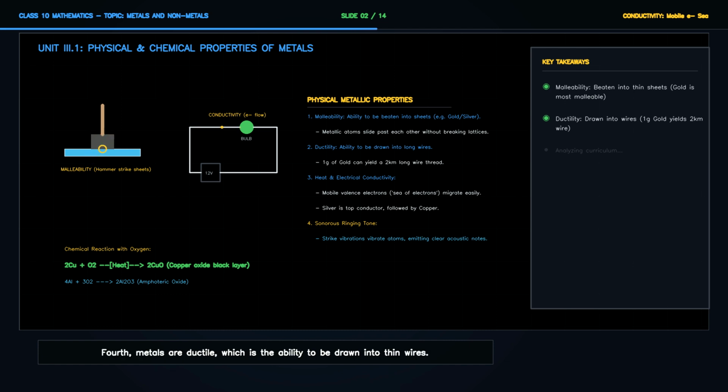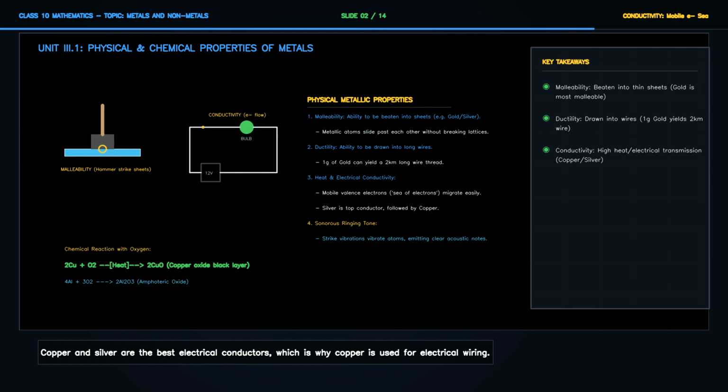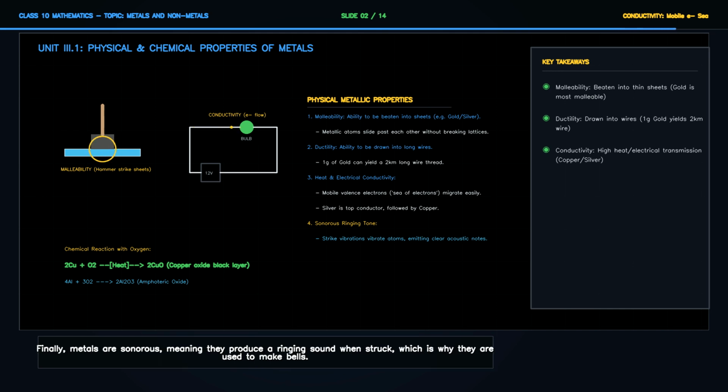Fourth, metals are ductile, which is the ability to be drawn into thin wires. A single gram of gold can be drawn into a wire about 2 kilometers long. Fifth, metals are excellent conductors of heat and electricity. Copper and silver are the best electrical conductors, which is why copper is used for electrical wiring. Finally, metals are sonorous, meaning they produce a ringing sound when struck, which is why they are used to make bells.